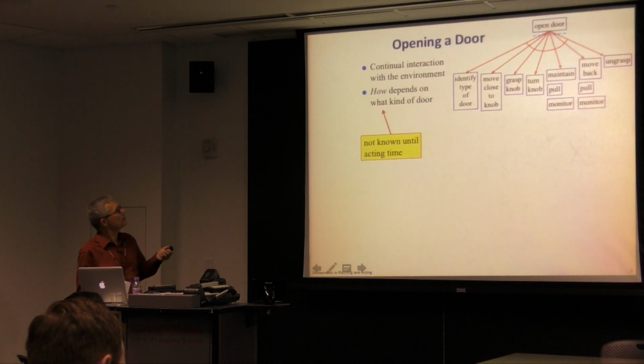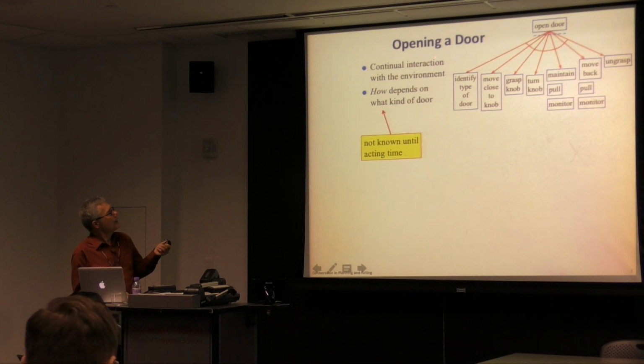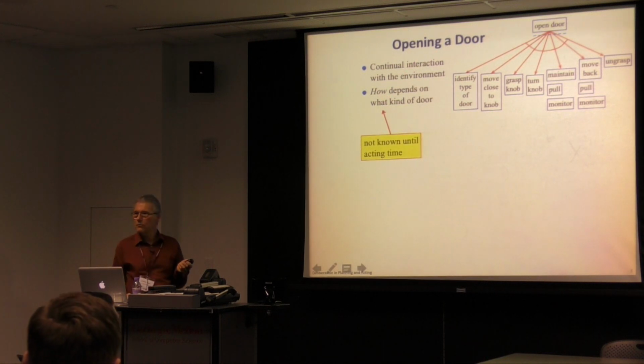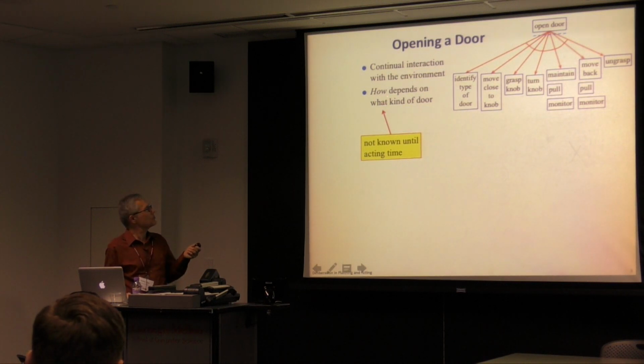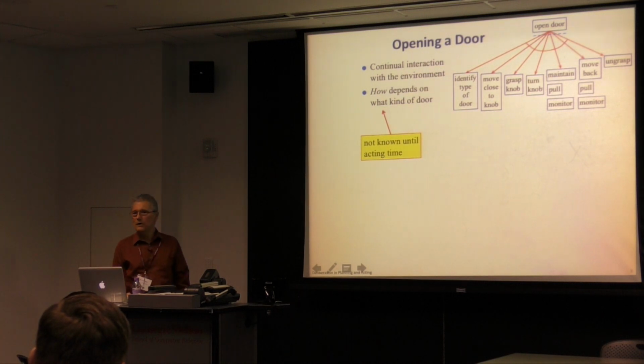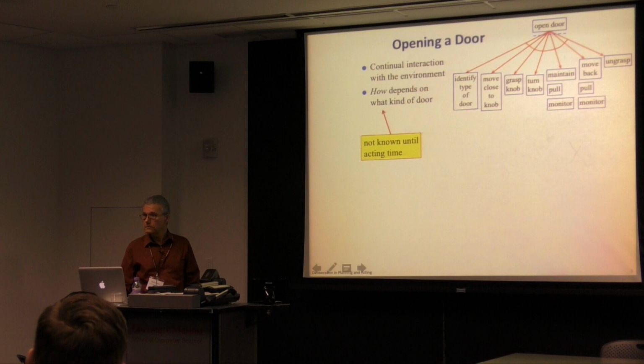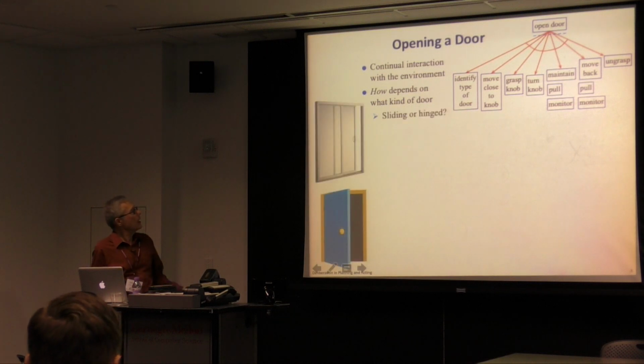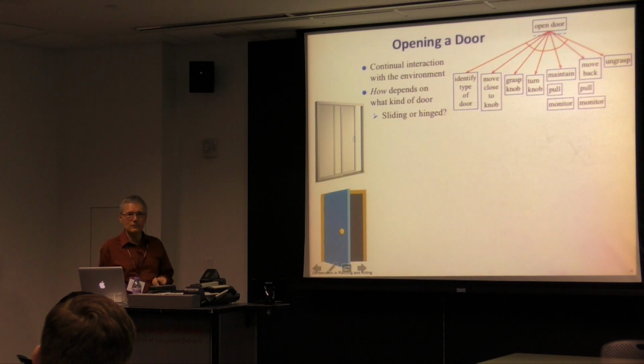The reason why is, in order to do the action of opening a door, there's a continual interaction that goes on with the environment. And how you go about opening the door depends on what kind of door, and often that is something that is not known until acting time. All right? So, one question would be, is it a sliding door or is it one that rotates on hinges?